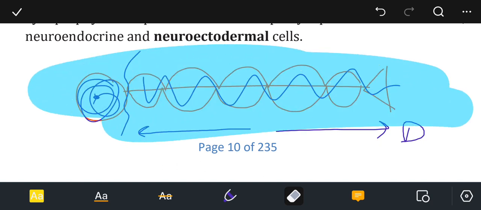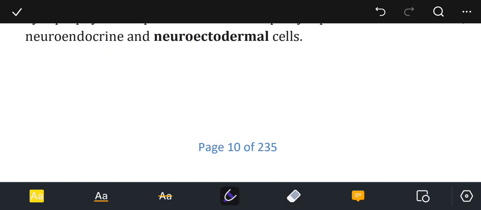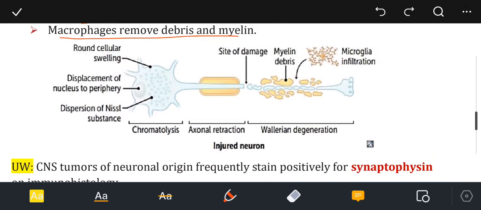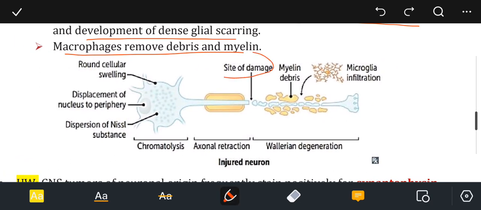Now let's move on to the next point. There is a diagram in which they have shown this thing over here. Suppose this was the site of damage. Distal to the site of damage, we have myelin debris accumulation, microglia infiltrating, and everything undergoing degeneration. That is called Wallerian degeneration.